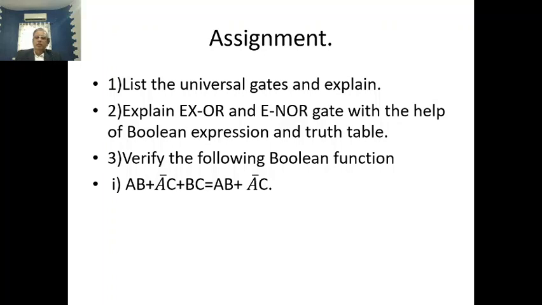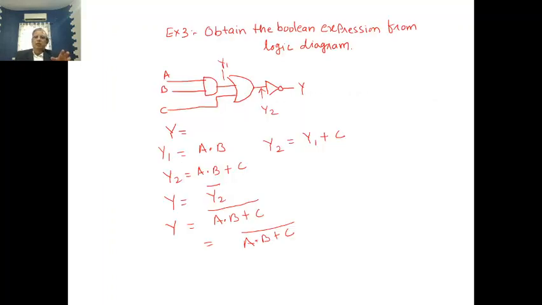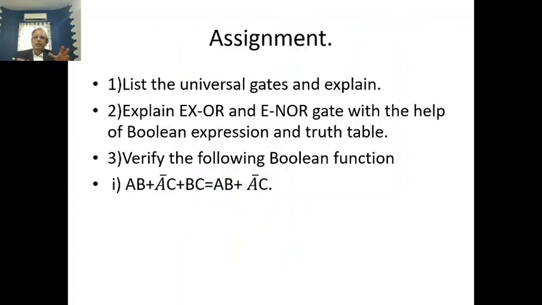Now in this lecture, this one is the assignment question based on this lecture, and in this assignment you have to solve these three questions. First question is list the universal gates and explain it. Explain XOR and XNOR gate with the help of Boolean expression and the truth table, and verify this Boolean function using Boolean algebra.